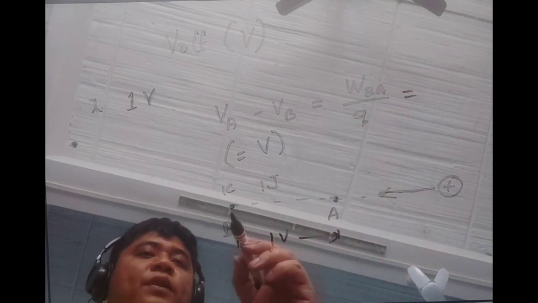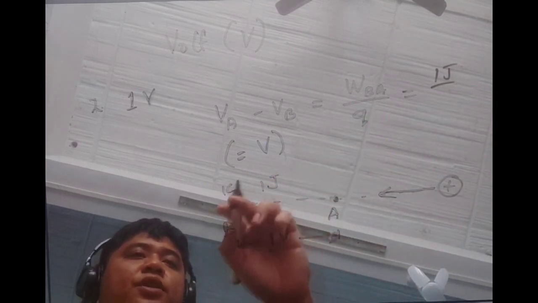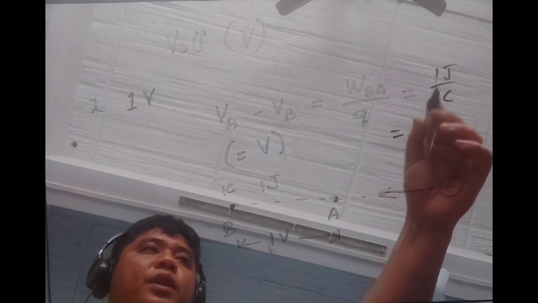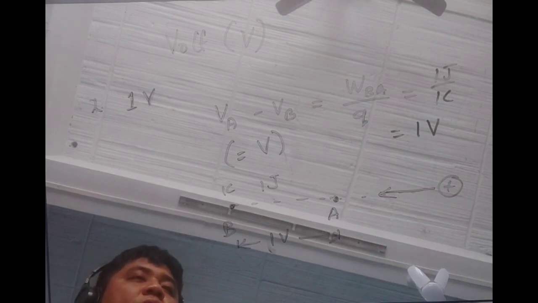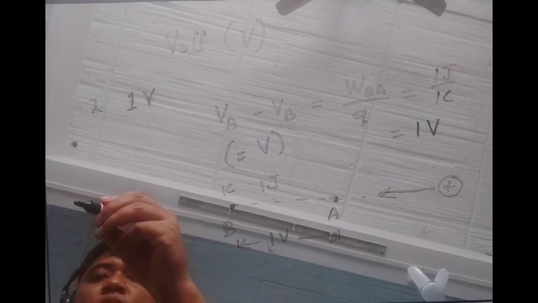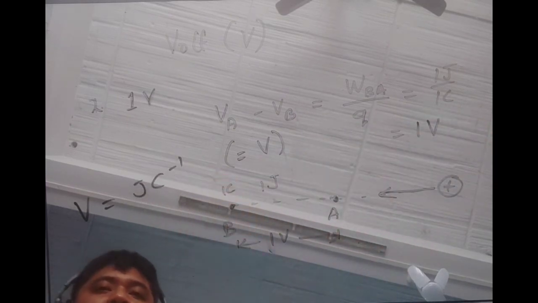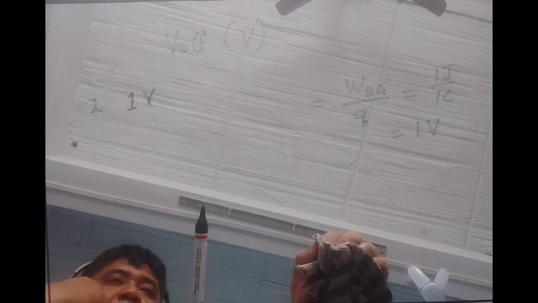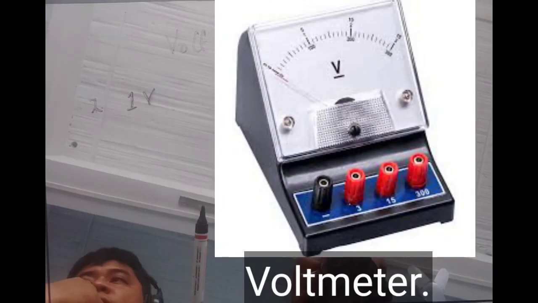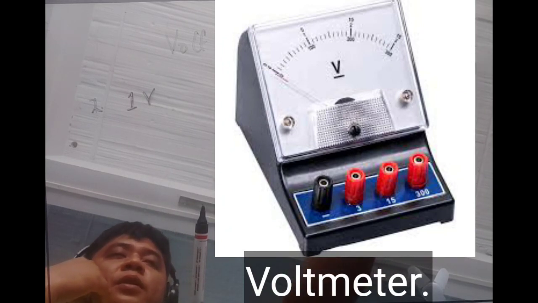Here, work done in moving the charge from B to A is 1 joule, and the amount of charge is 1 coulomb. Again, we get 1 by 1 is 1. The unit is volt. So we can say that 1 volt is the same as joule per coulomb. The potential difference between 2 points is measured with a device called a voltmeter. It is always connected in parallel to the remaining part of the circuit.